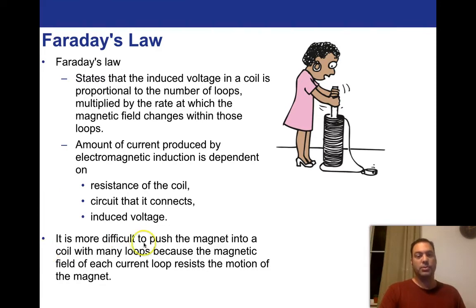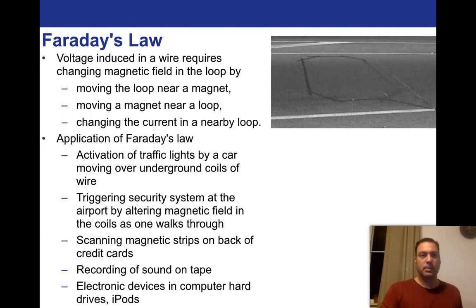It is more difficult to push the magnet into a coil with many loops because the magnetic field of each current loop resists the motion of the magnet. So having a single loop, it is very easy to put a magnet through, but if you have a whole bunch of them and you try pushing down in it, it's extremely difficult. You actually produce a force that resists the movement of that magnet. But where's that going? That implies that something's happening. And of course it has to do with the voltage.